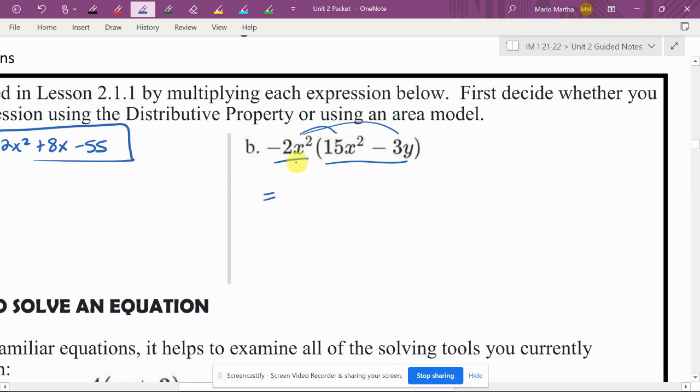So this would be equal to negative 2 times 15 gives us a negative times a positive is a negative. 2 times 15 is 30. And then x squared times x squared. Remember, you just have to add the exponents, so that would give you x to the fourth. And then negative 2x squared times negative 3y. Negative 2 times negative 3 gives us a positive 6. And then x squared y. So there's nothing to combine there, so you just write them together. And that will be our answer right there.